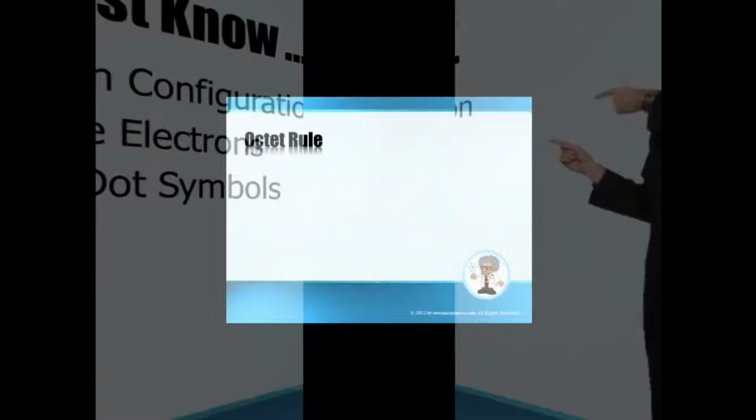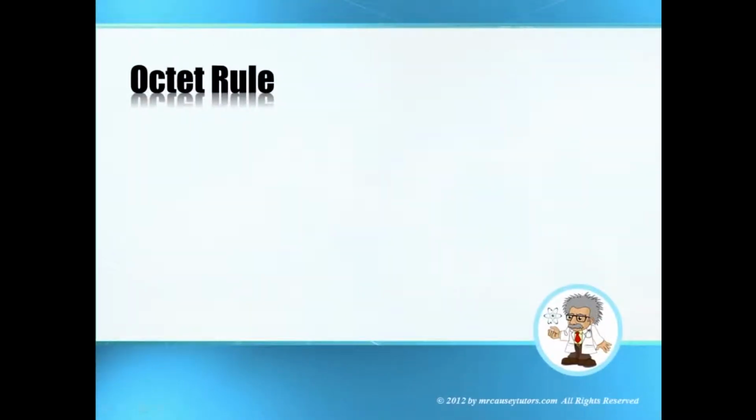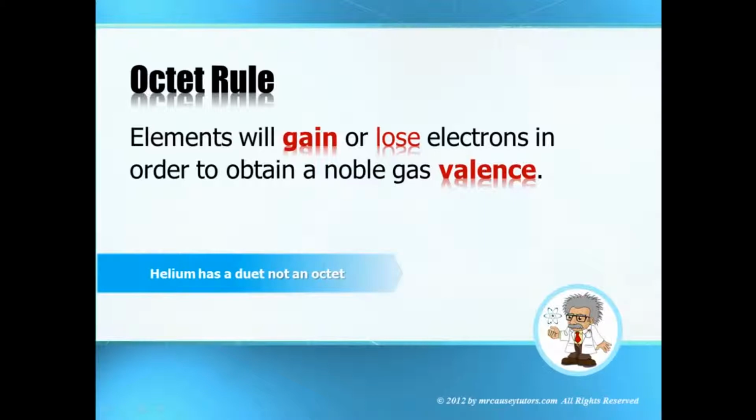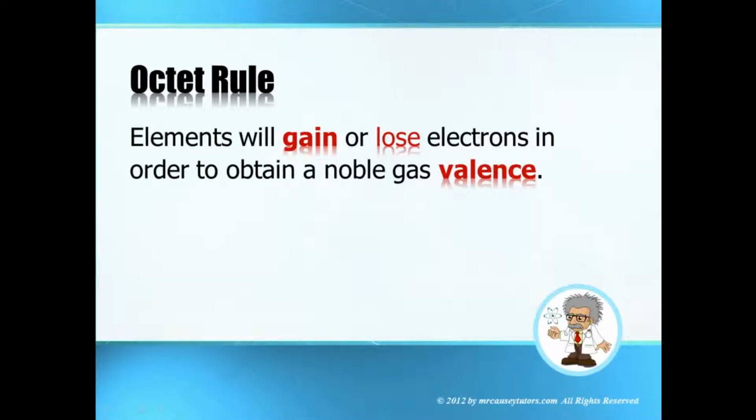One of the first things we need to learn in discussing how bonding is going to occur, and how we're going to look at oxidation numbers, is to understand the octet rule. The octet rule simply states elements will gain or lose electrons in order to obtain a noble gas valence. Now, they don't become a noble gas. They just gain or lose electrons in order to obtain a noble gas valence.